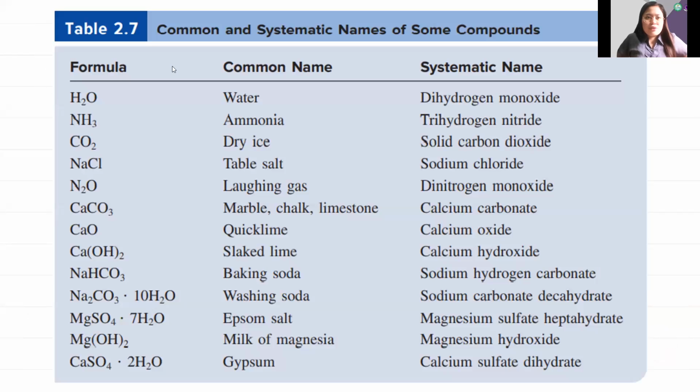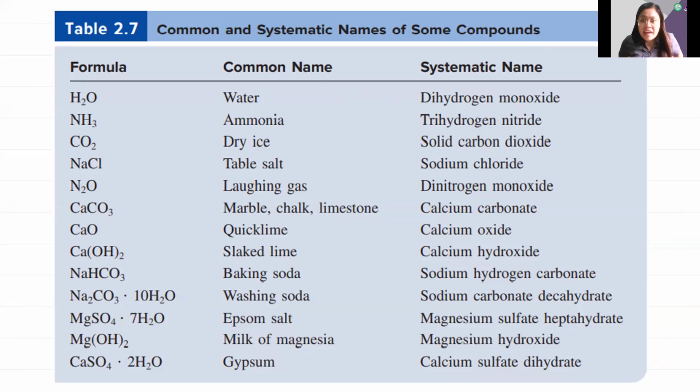Ito po yung mga class, common systematic names of some compounds, and sa gitna yung common name nila. So ang systematic name talaga ni water is dihydrogen monoxide, pero we don't really use that. Alangan magpalit ka sa inyong tindahan, sasabihin mo palit daw ako ng dihydrogen monoxide. We don't use that. We just use the common name. So water is still water.